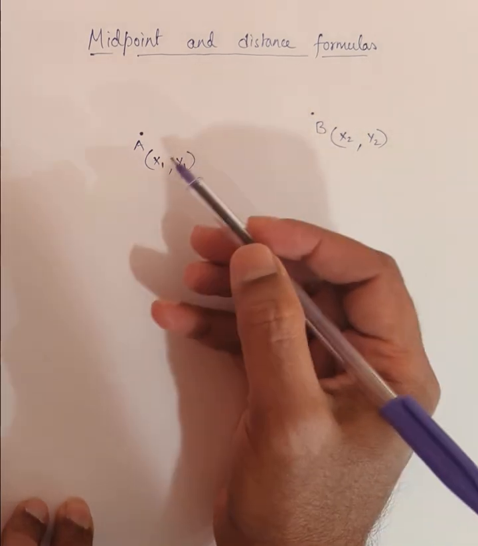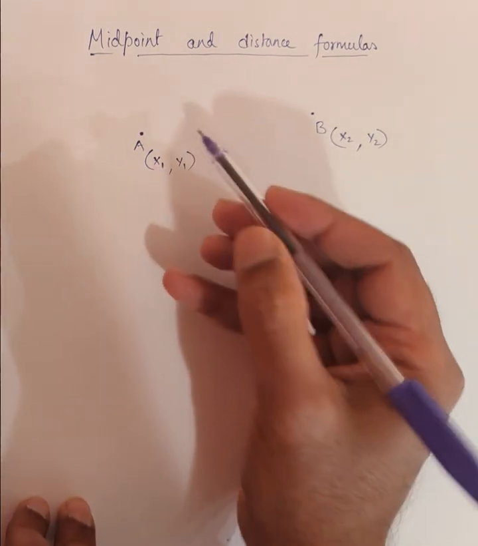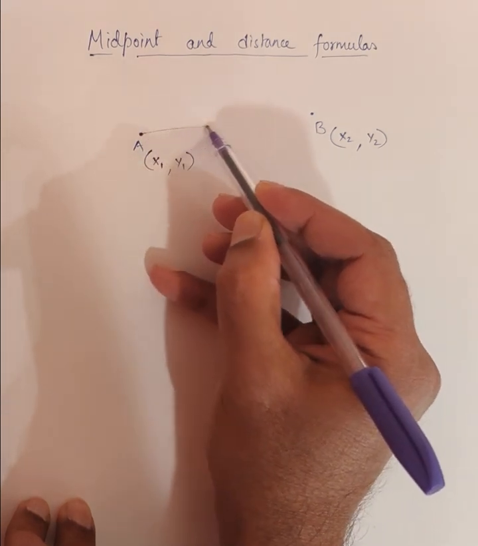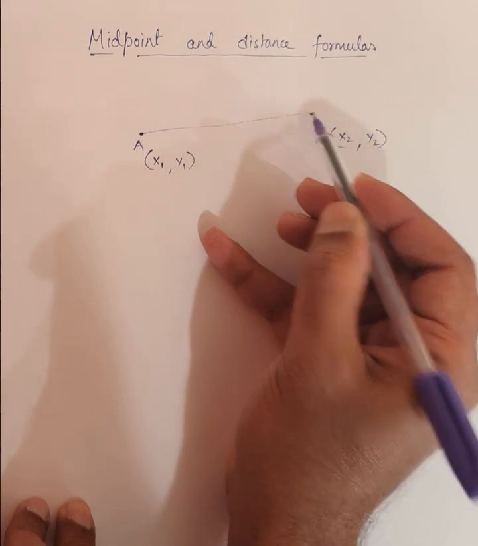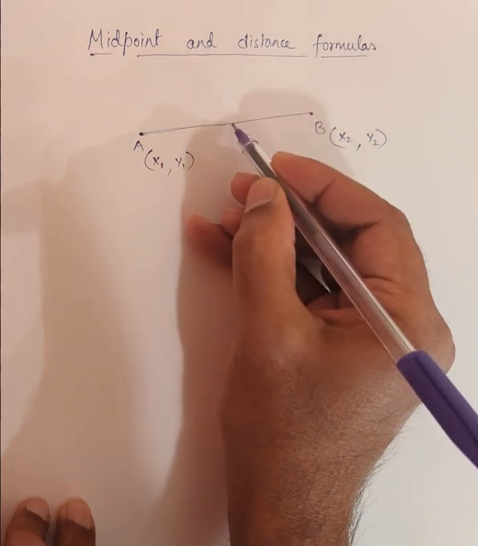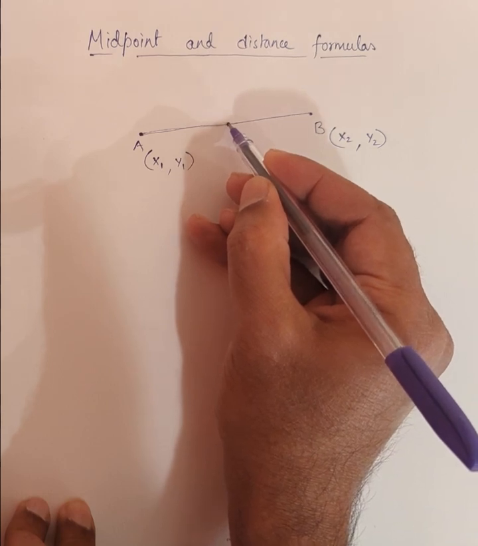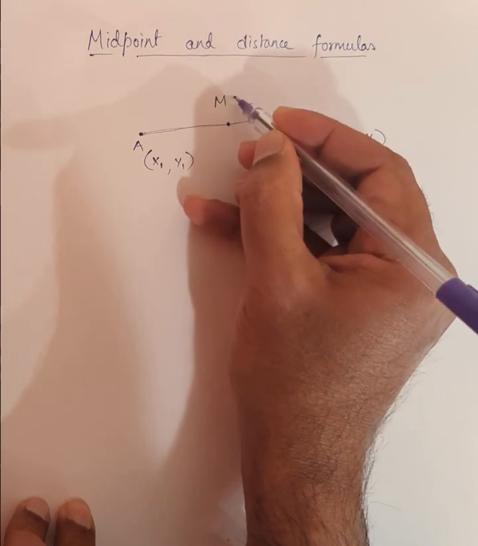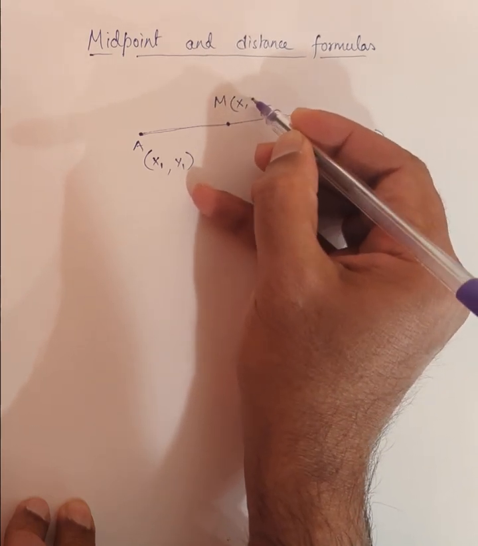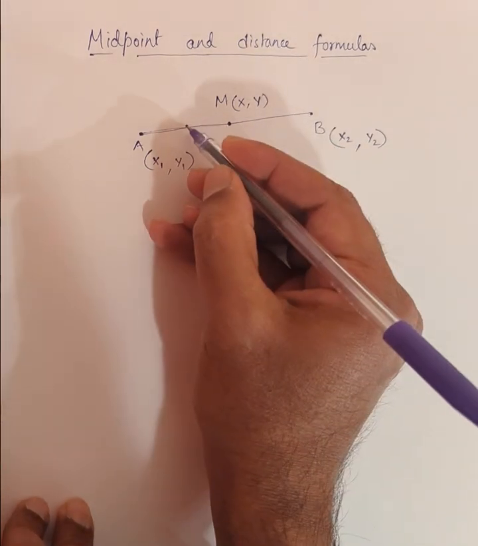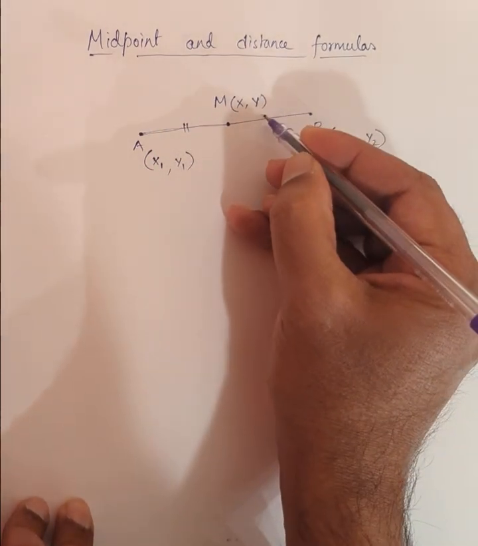Then there are several things I can talk about. When I join them, I get a line segment. And the line segment has a midpoint. Let's call it M, M for midpoint. You might be interested in knowing how to get the coordinates of the midpoint. Midpoint means these two segments are going to be equal.